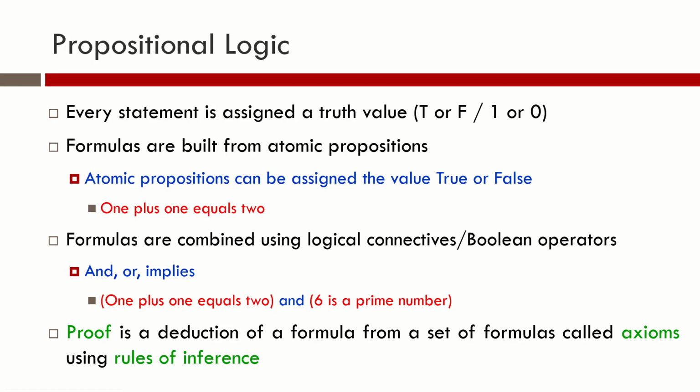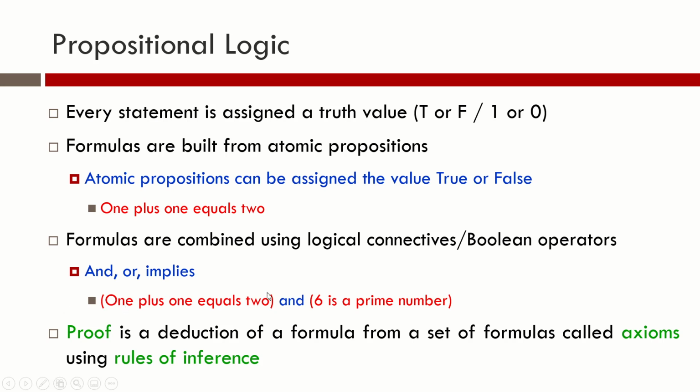Suppose we have another statement like, say, the sun rises in the west. That is a statement whose truth value is false. And once we have atomic propositions, we can combine them to build complex formulas. So formulas are combined using logical connectives or Boolean operators. Some of the logical connectives that are used are and, or, implies, etc. In detail regarding atomic propositions and the logical connectives, we will be discussing in our next presentation.